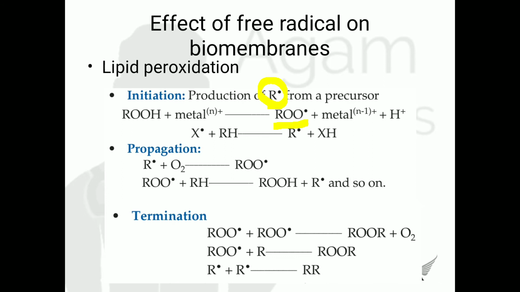Next is the propagation phase. In this phase, the carbon-centered radical reacts with molecular oxygen, forming a peroxyl radical, which can attack another polyunsaturated lipid molecule. What happens next? There is also generation of a hydroperoxide radical in the propagation phase.